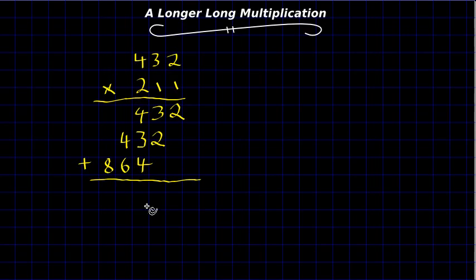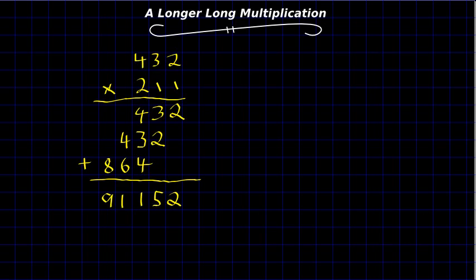Now all we have to do is add those guys up, and that gives us 2, 5, 11, carry the 1, makes 1, carry the 1, makes 9. So let's emphasize a couple of points here.